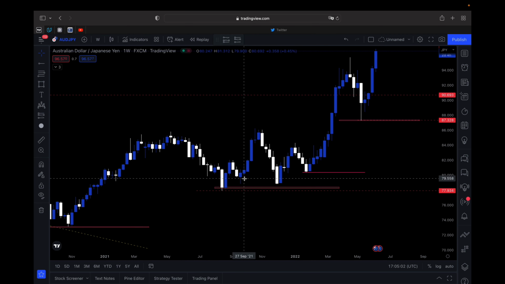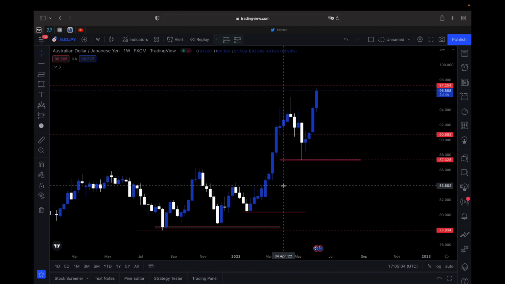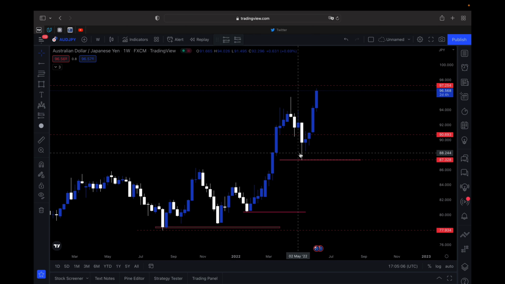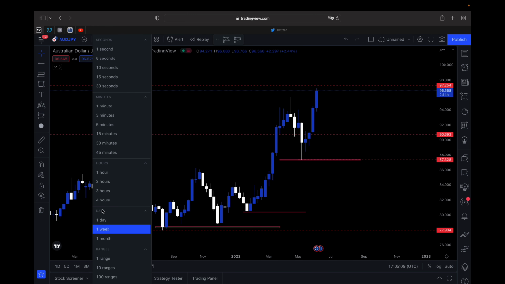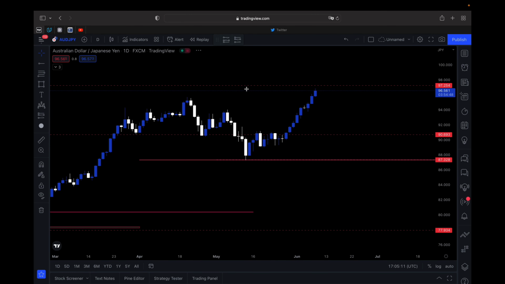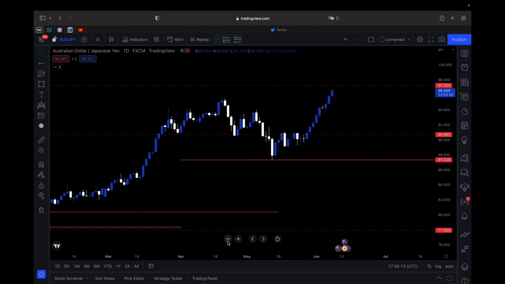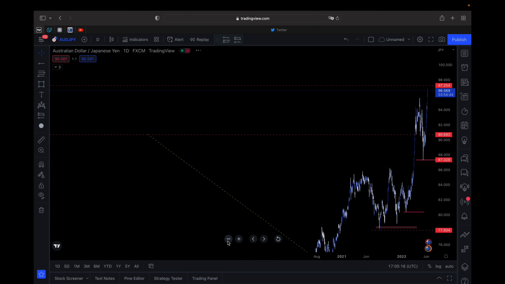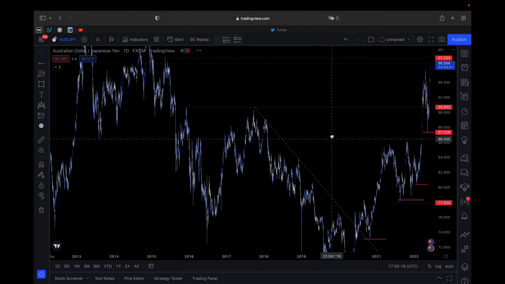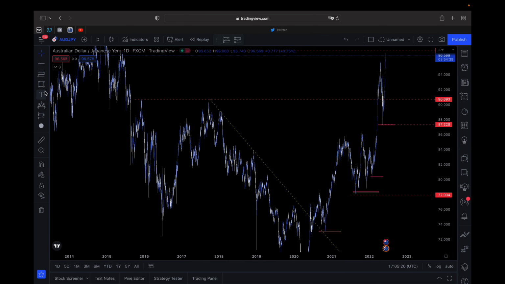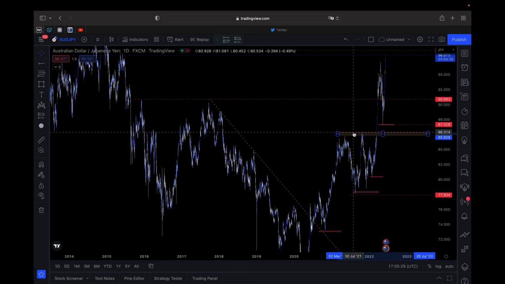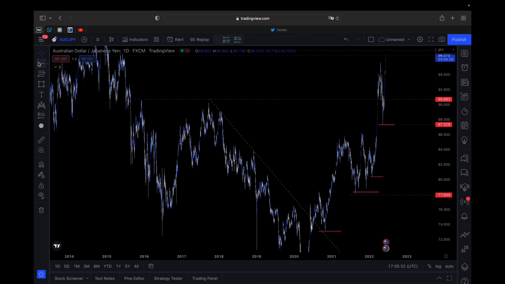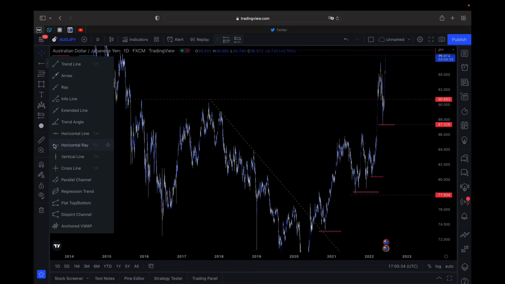So here I can see what the market is doing, and obviously an uptrend. So I'll move down to the daily time frame to pick more levels. On the daily time frame. So here, this is the break of structure. This is the break of structure here for the bullish trend to continue.